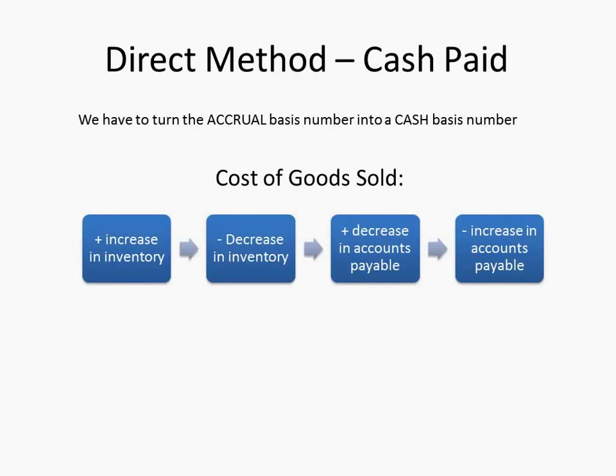Here's a little bit of a formula, if you like formulas. Ultimately you're going to have to understand this. You have to add an increase in inventory to come up with your cost of goods sold, subtract any decrease in inventory, add a decrease in accounts payable, and subtract an increase in accounts payable. This is what you have to do to adjust your cost of goods sold to the cash basis.